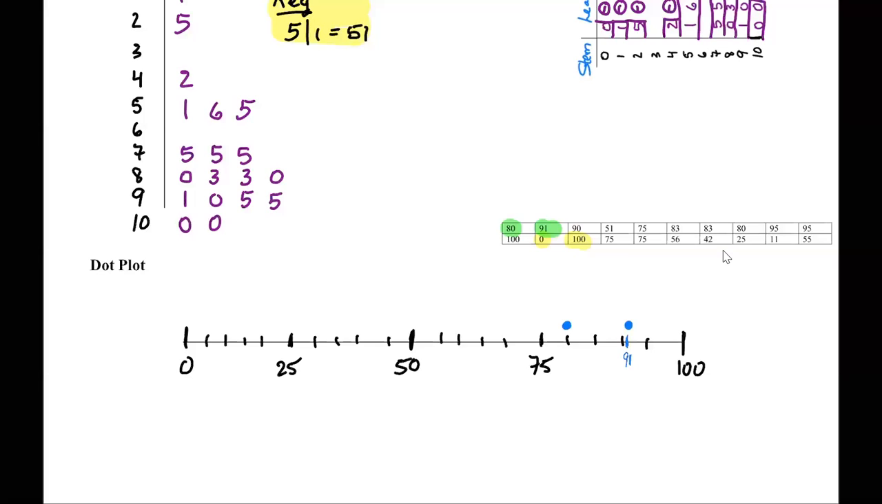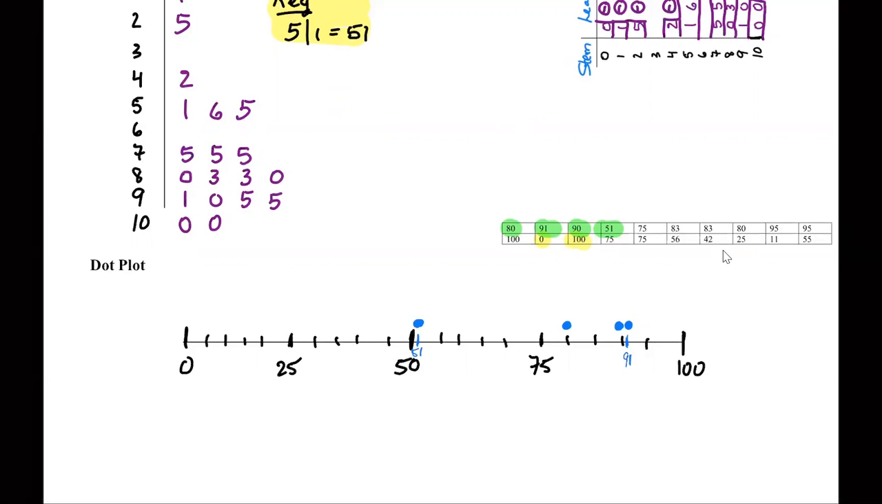The next one up is a 90. So I plot a point above the 90. All right, I don't need to label that because that's one of the multiples of 5. Next one is 51. That's not a multiple of 5, so I'm going to put a little 51 down here. Again, just estimating.